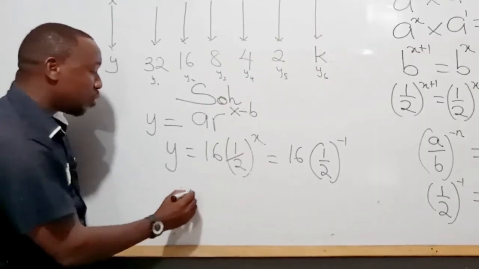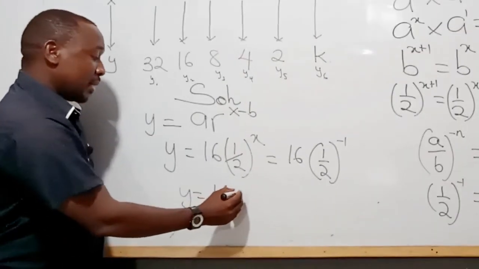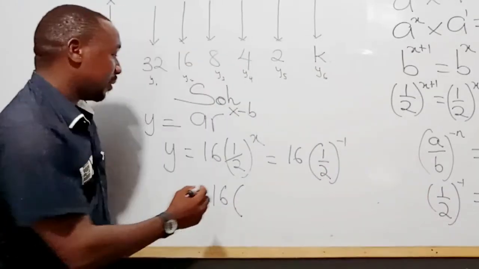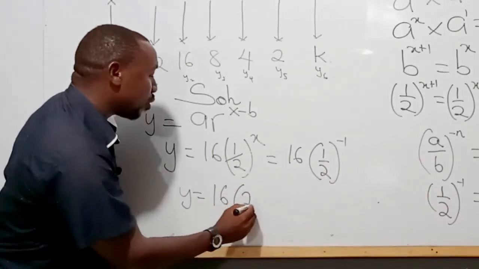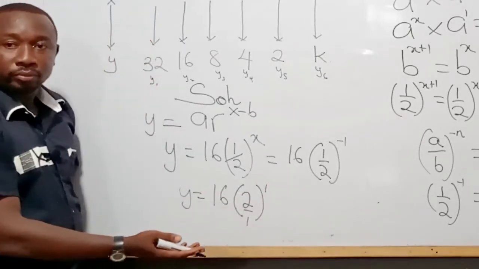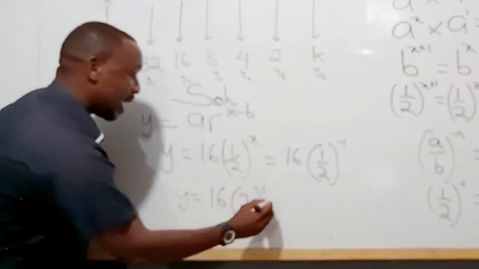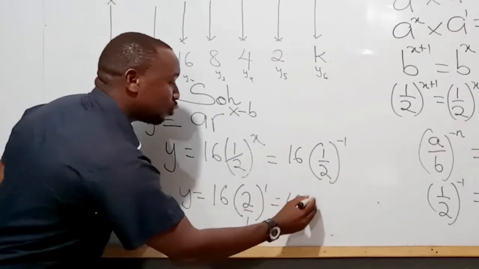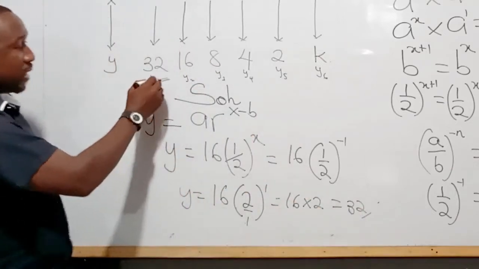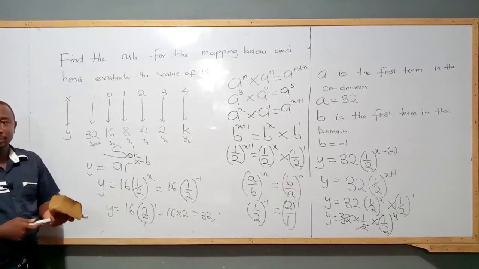So y will be equal to 16 into brackets, per indices, 2 out of 1 to the power 1. Then 2 over 1 all to the power 1 is the same as 2. And that will be 16 times 2, which gives us 32. That is why we have 32 here. So the first one has been verified.